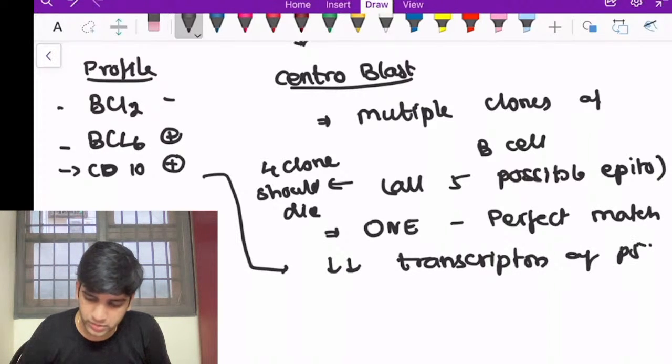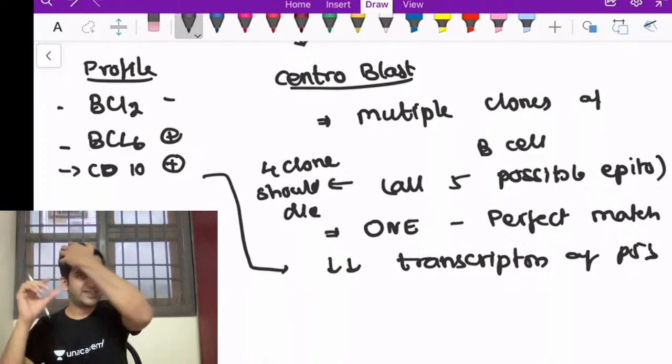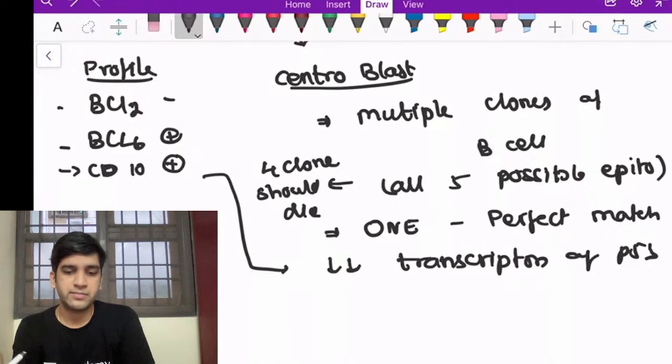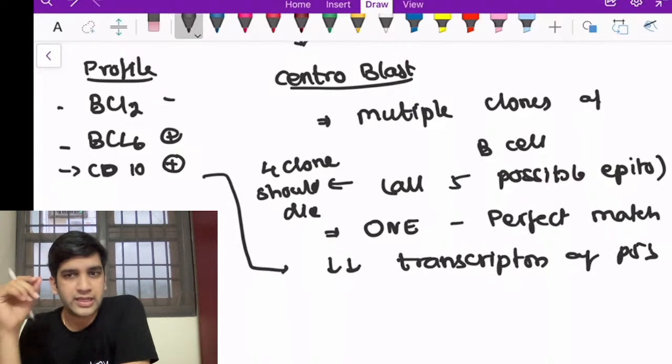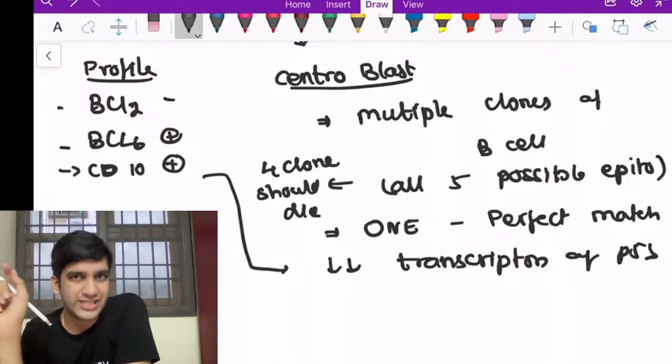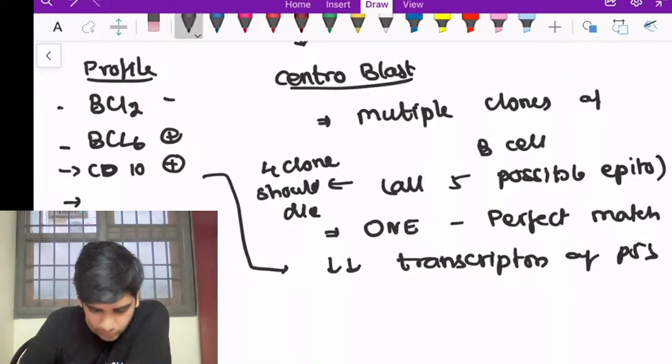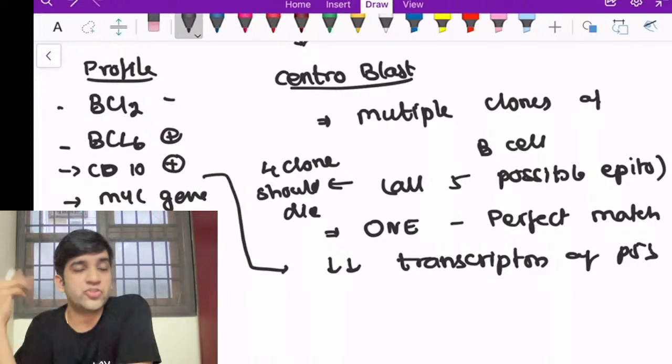Okay. So this cell, the centroblast, is it an immature cell or a mature cell? It is an immature cell, right? An immature cell should proliferate a lot. For proliferation, I need one more gene called MYC, because MYC helps in proliferation of all these cells. So centroblast again will have the MYC gene. Okay, it's going to help in lots of proliferation, right?